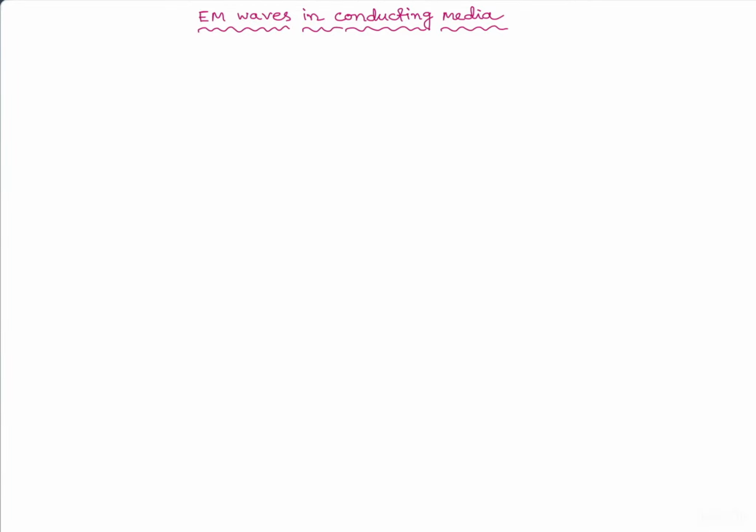Today we discuss EM waves in conducting media. Inside the conductor we know rho equal to 0. So the Maxwell equations will be: first, grad dot E equal to 0, grad dot B equal to 0.